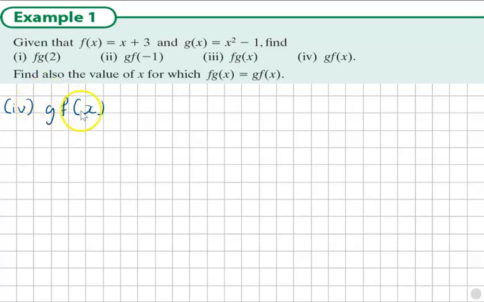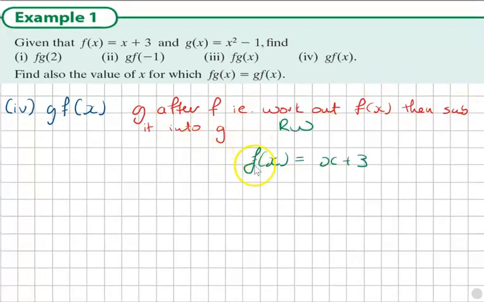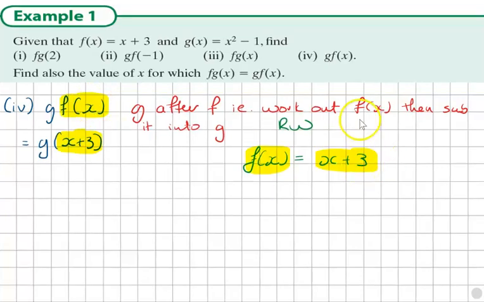Part 4. G after f of x. So g after f, i.e. work out f of x, then sub it into g. So f of x is equal to x plus 3. So there's no real rough work to do here. So we're going to replace f of x with x plus 3 because f of x is equal to x plus 3. So then we're going to work out g of x plus 3.